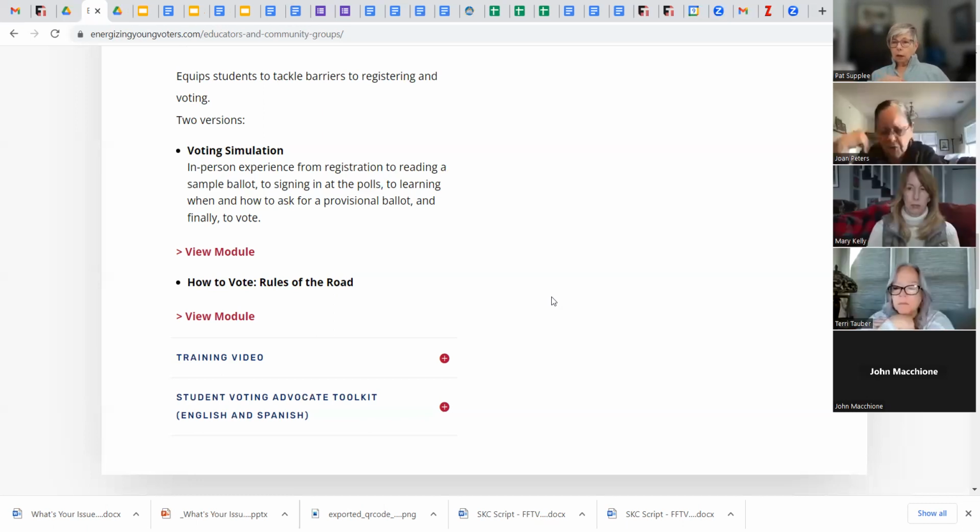Can I ask another question? When you said at 17 they get automatically registered, is that through the state or through the motor vehicle, I mean, like a driver's license or something? It is when they get their driver's license at 17 or a non-driver government ID, they're automatically registered. So that signature is their signature for when they go in to vote.